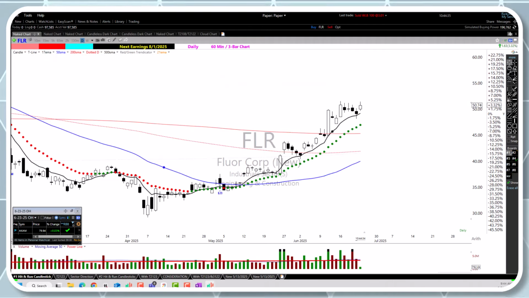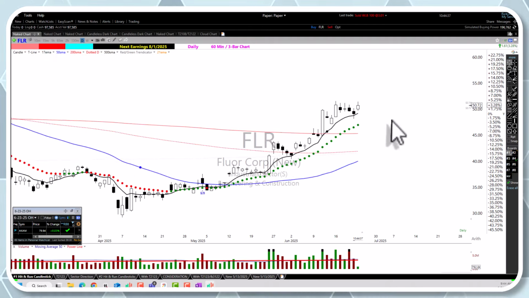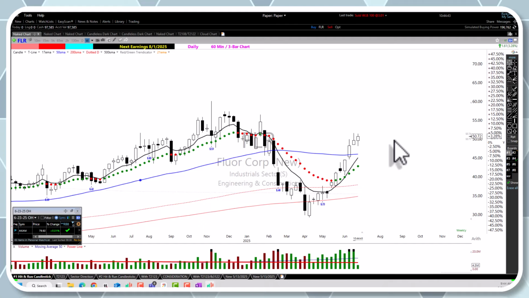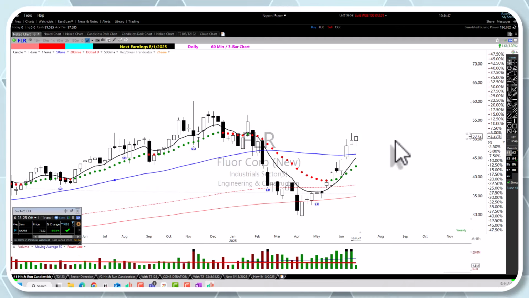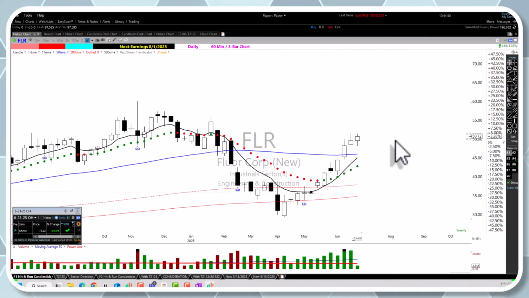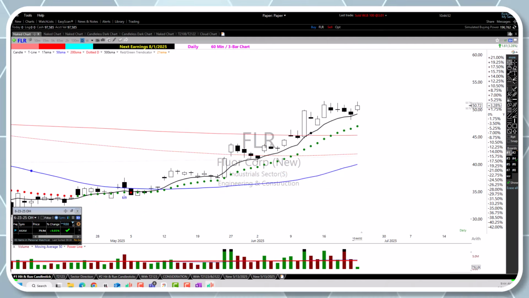Roasted, she bought some FLR. Thank you, Kathy, appreciate that. Nice flag, 3 trap, probably a 3 trap breakout here. Let's look at the weekly chart. Nice. Thank you.